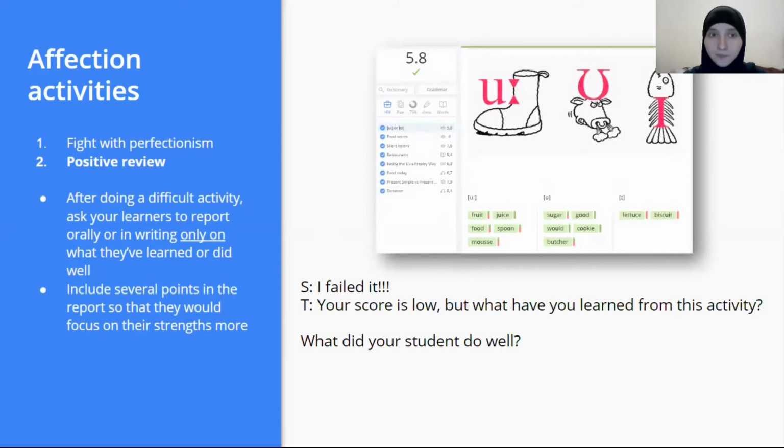What can we do? We need to ask them to report on what they did well. So now I know that there are sounds and they're different, and now probably my pronunciation is a little bit better than before, and now I know how to pronounce this word or that word, and so on. So again, our students hopefully won't be afraid of challenge, of mistakes, they won't stop.